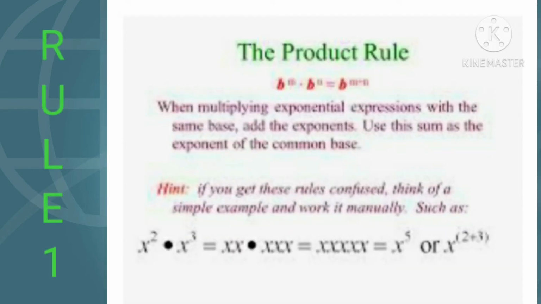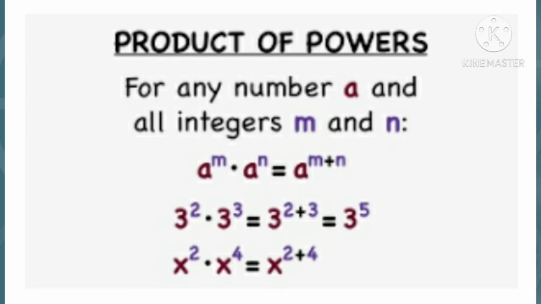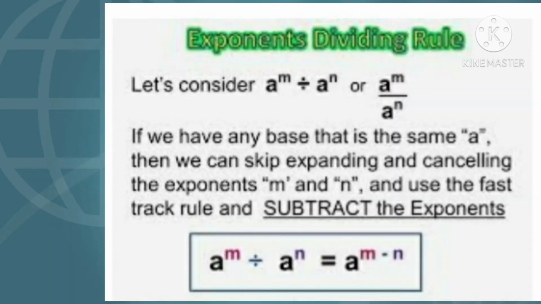Now the first rule is the product rule, which says when multiplying exponential expressions with the same base, add the exponents, and this serves as the common power of both the bases. Check the example here. If we have two numbers which have the same base but different powers, the powers get added and the base is taken as the common number.